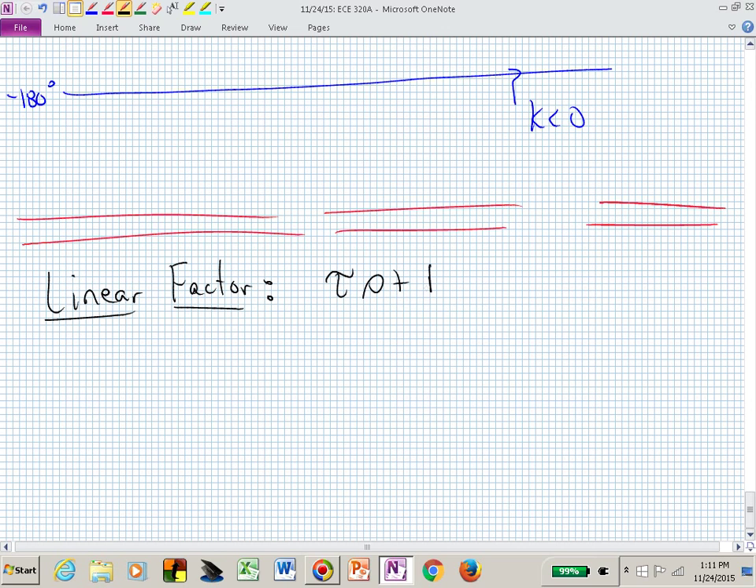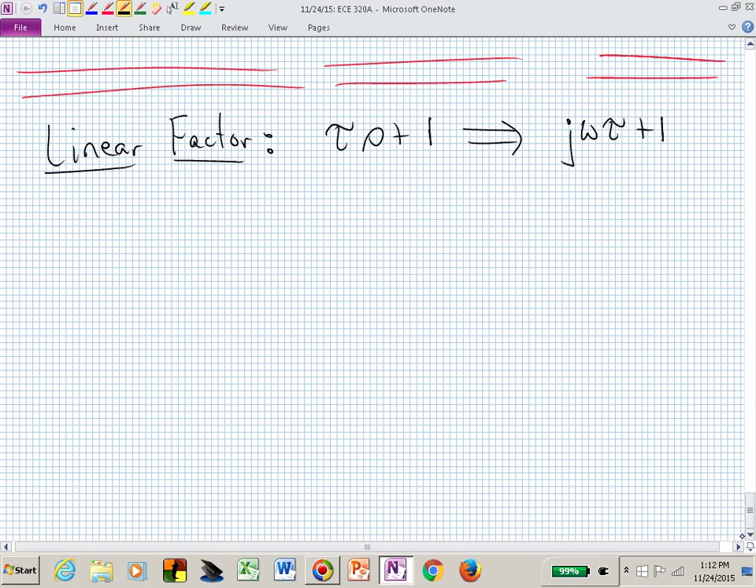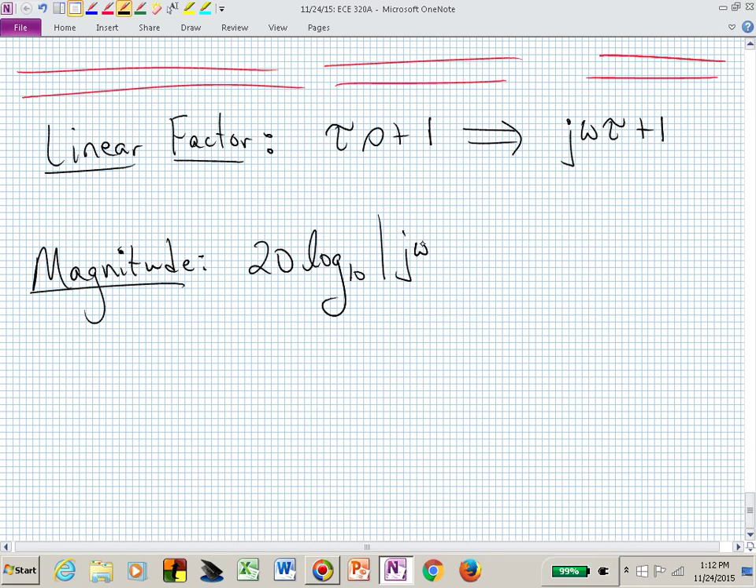In general, it looks like tau s plus 1, and that could be in the numerator or the denominator, and the frequency response is found by replacing s by walking along the imaginary axis, or s is equal to j omega. This is now j omega tau plus 1. What's the magnitude of this piece going to look like? By definition, that's just 20 times the log base 10 of the magnitude of j omega tau plus 1.